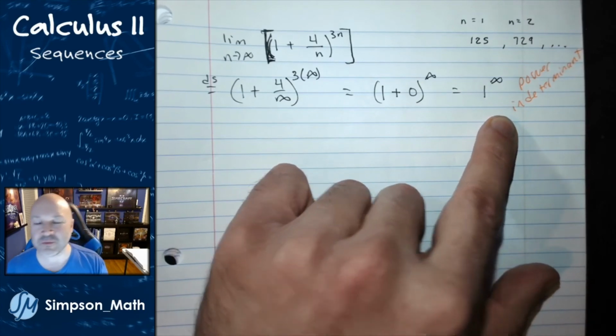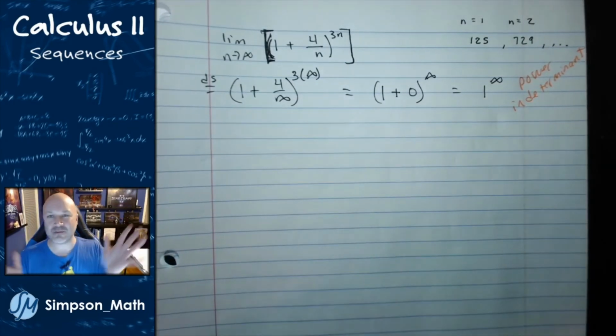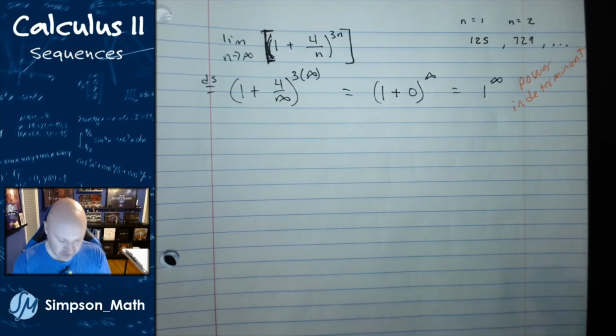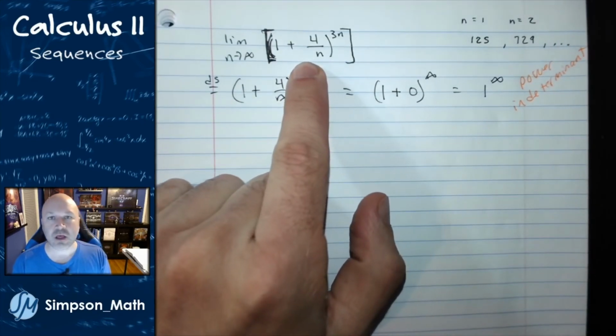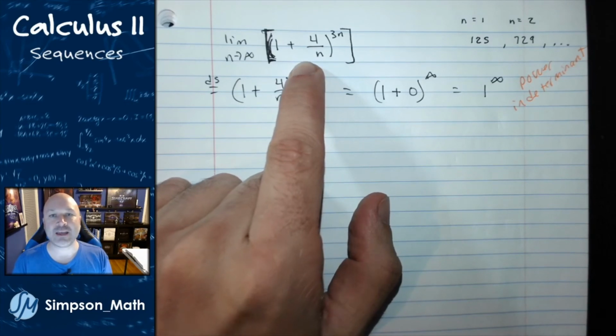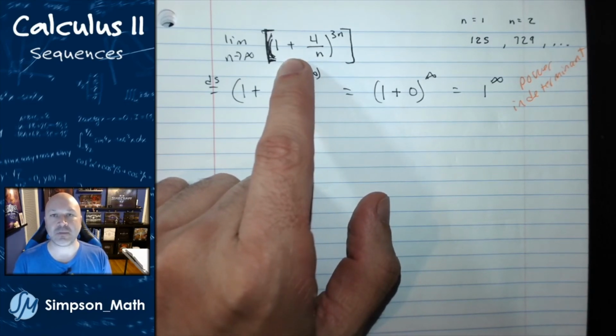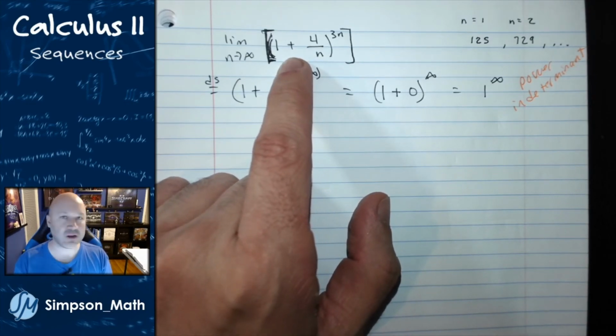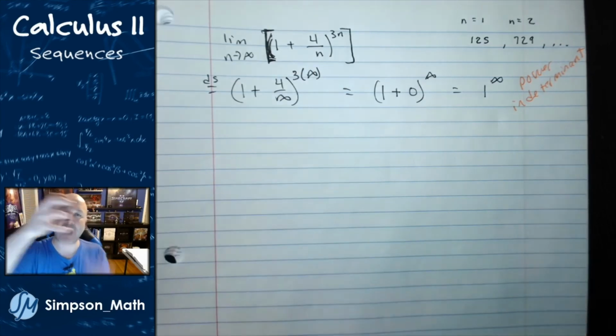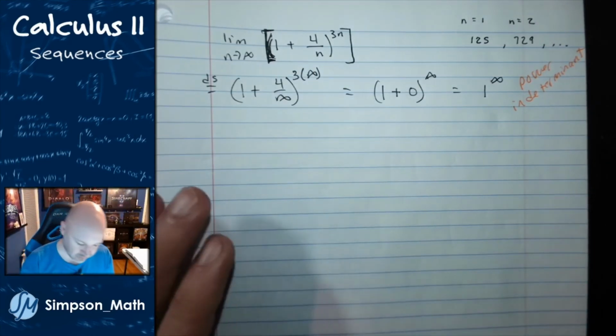Okay, this is not L'Hopital's rule. This is logarithms need to come into play here. The way we handle a power indeterminate is we let y equal this function, and then we get rid of the power by taking the natural log of both sides and using a power rule of logs to pull it down.